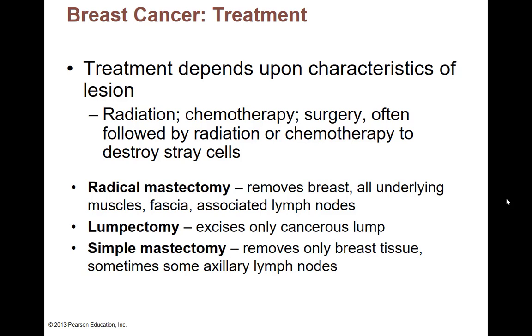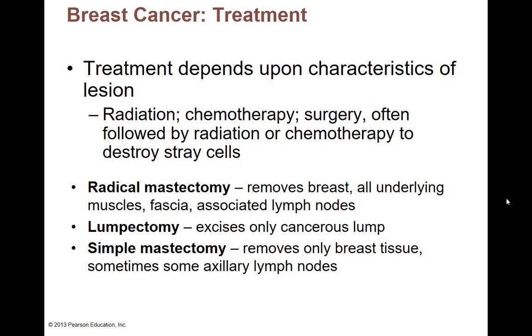If they do a radical mastectomy, this means they were trying to remove everything. They are going to remove all of your breast tissue, any of the muscles underneath because they're afraid it spread to the muscles, any of the fascia that everything attaches to, and any associated lymph nodes, because if you get cancerous cells in your lymph nodes and in your lymph, they can travel anywhere throughout the body. This is usually if it's progressed pretty far, and they're going to just remove it all.